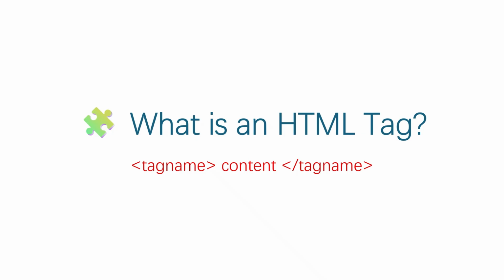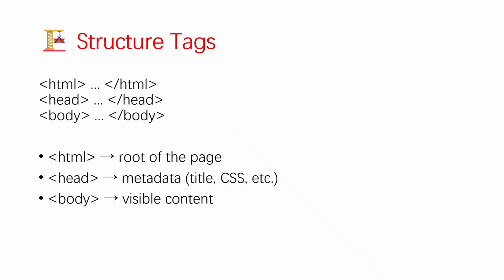Now, let's look at some common HTML tags you must know. First, structure tags. These define the layout of your entire web page. The HTML tag is the root of the page. The head contains metadata like the title or CSS, and the body contains all the visible content.